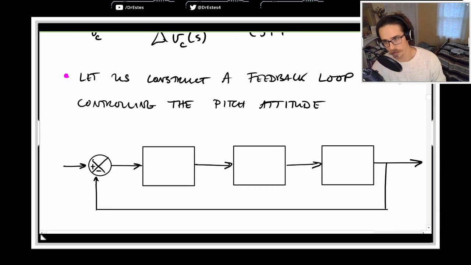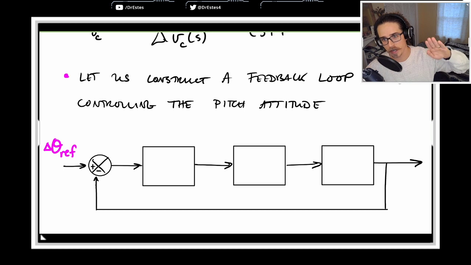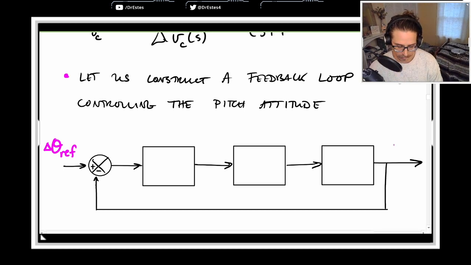So whenever you build a feedback loop, on the left-hand side, what comes in is your reference or your desired dynamics. That's the input to your feedback loop. So we're gonna have some desired pitch angle for the aircraft. Maybe I want 1 degree. Then at the very end, the other side, is the actual pitch angle, the actual dynamics that we measure.